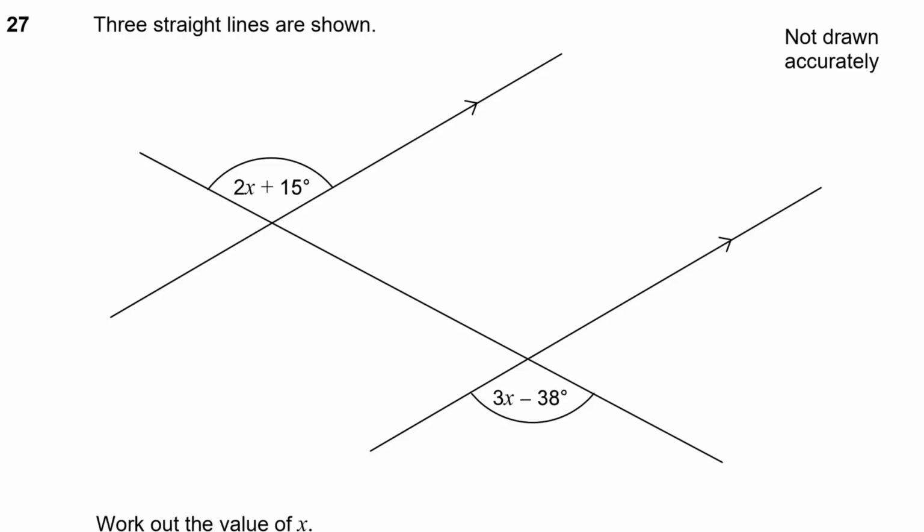Question 27. Three straight lines are shown. Work out the value of x. Okay, well, they aren't just any old three straight lines, are they? We've got two lines here that have got arrows on them, which means that these are parallel lines, and we've got a line crossing them.